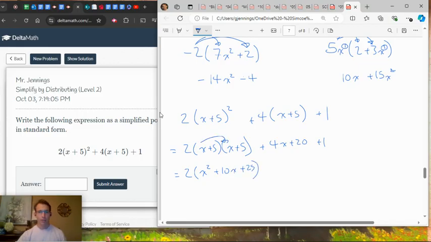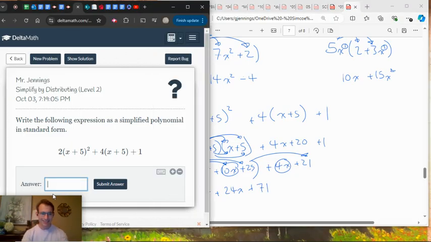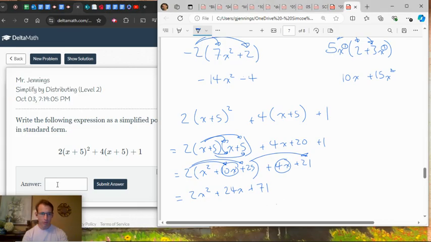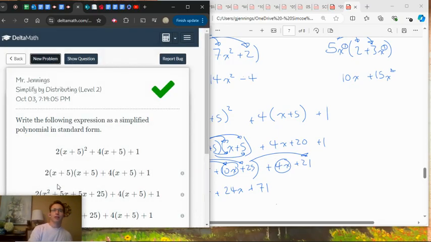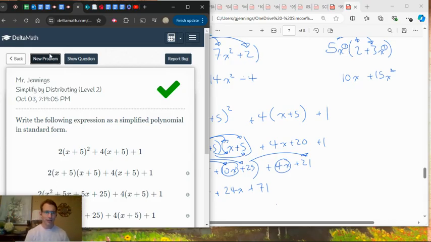Okay, when I do all of these, that's 5x, that's the other 5x to make 10x, that's 25, plus 4x plus 21. Okay, and then we've got 2x squared plus 20x plus 4x is 24x. Plus 2 times 25 is 50, plus 21 is plus 71. Okay, let's see if it likes it. Oh, we have 2x squared plus 24x plus 71. Yay! It's great, eh?